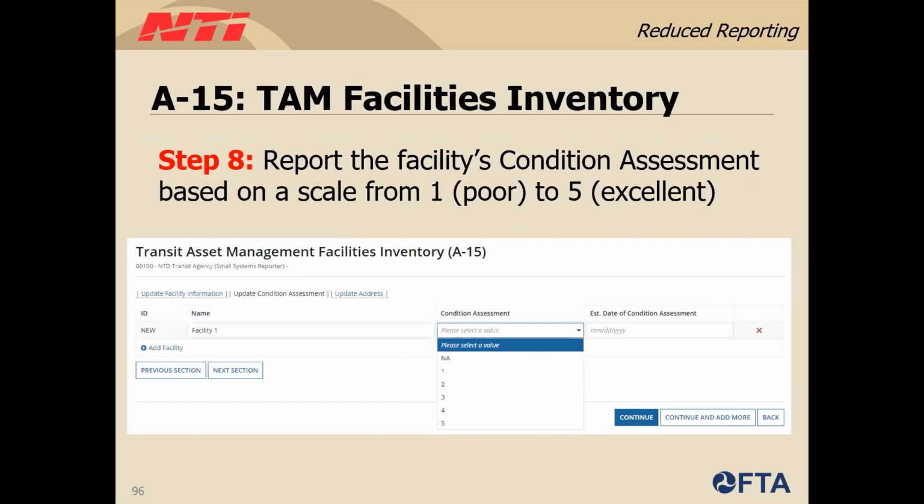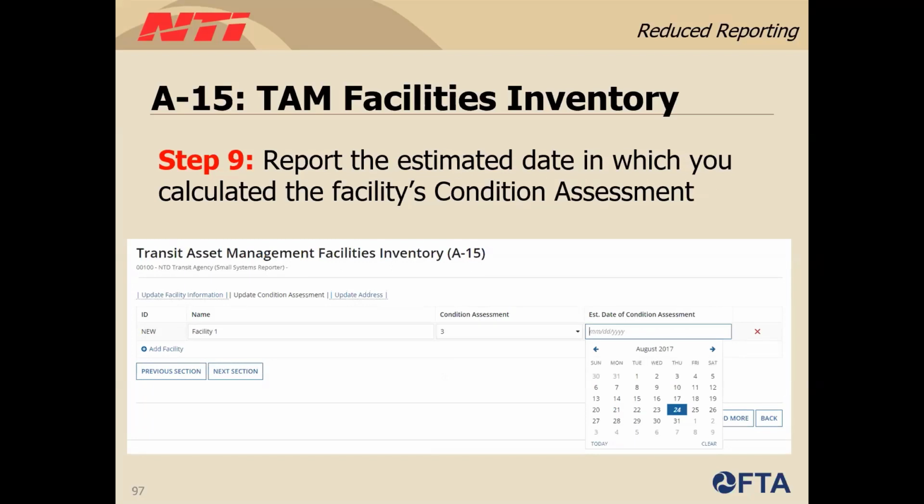Next, you should click Continue to go to the condition assessment section of the form. Here, you will report the condition assessment for the facility on a scale of 1 to 5, with 5 being excellent and 1 being poor. If you do not have a condition assessment for the facility, please select NA from the drop-down menu. If you would like guidance on how to complete a condition assessment, please refer to the TAM Facility Performance Measuring Reporting Guidebook, which can be found on NTD's website. Once you have selected the condition assessment rating, you should select the estimated date on which you conducted this assessment.